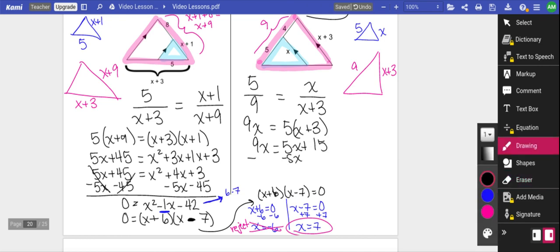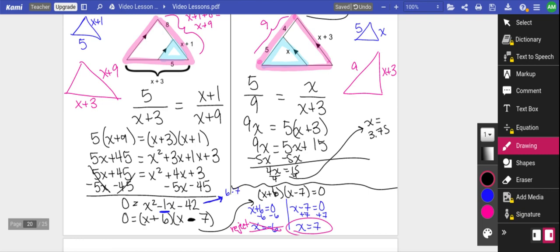If I subtract 5x from both sides, I get 4x is equal to 15, or if I divide, x is not equal to a whole number, but that's okay. X is equal to 3.75. It is totally okay for x to be equal to a number that is not a whole number. Sometimes it's okay for x to be equal to a negative, but it all depends on the problem. The reason why that other question could not be a negative is because in the question, I cannot have a negative side length.